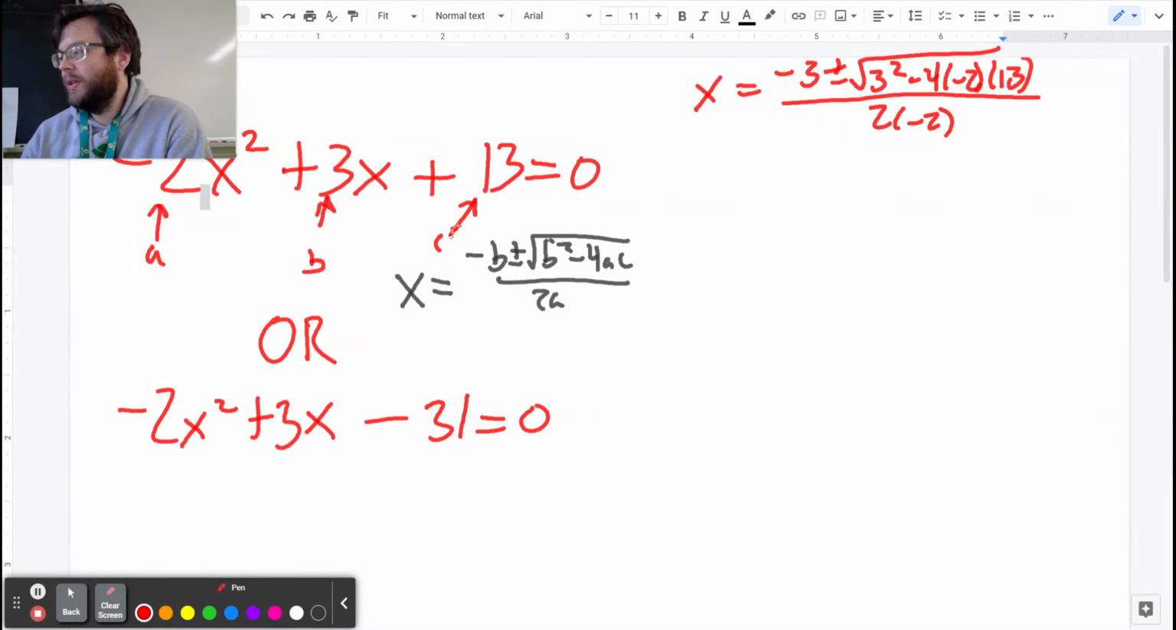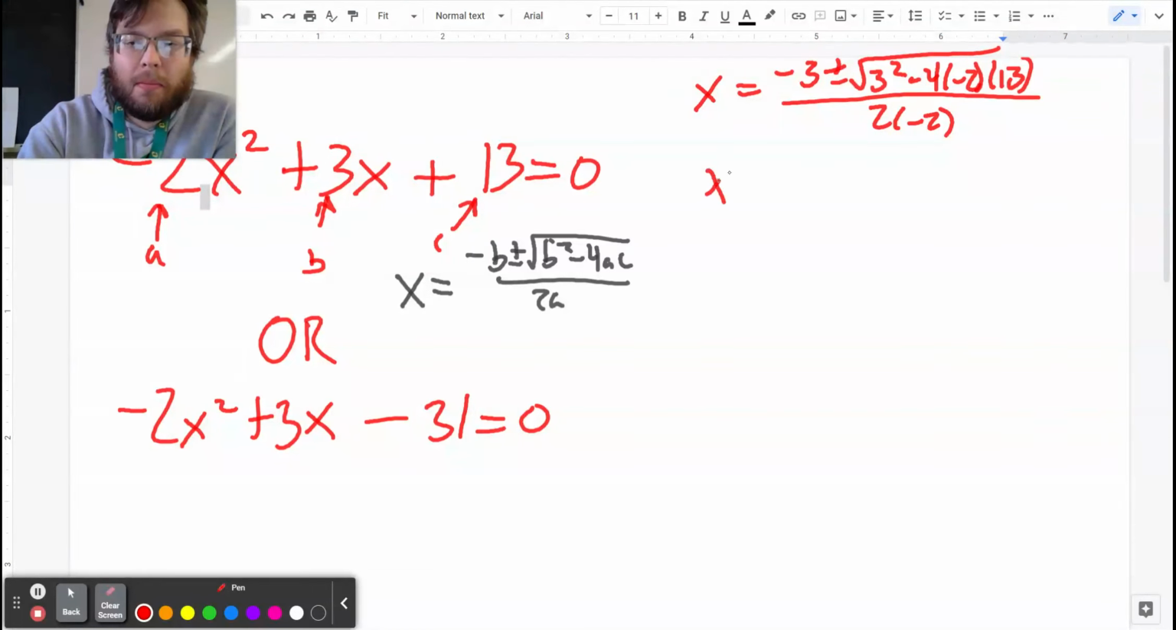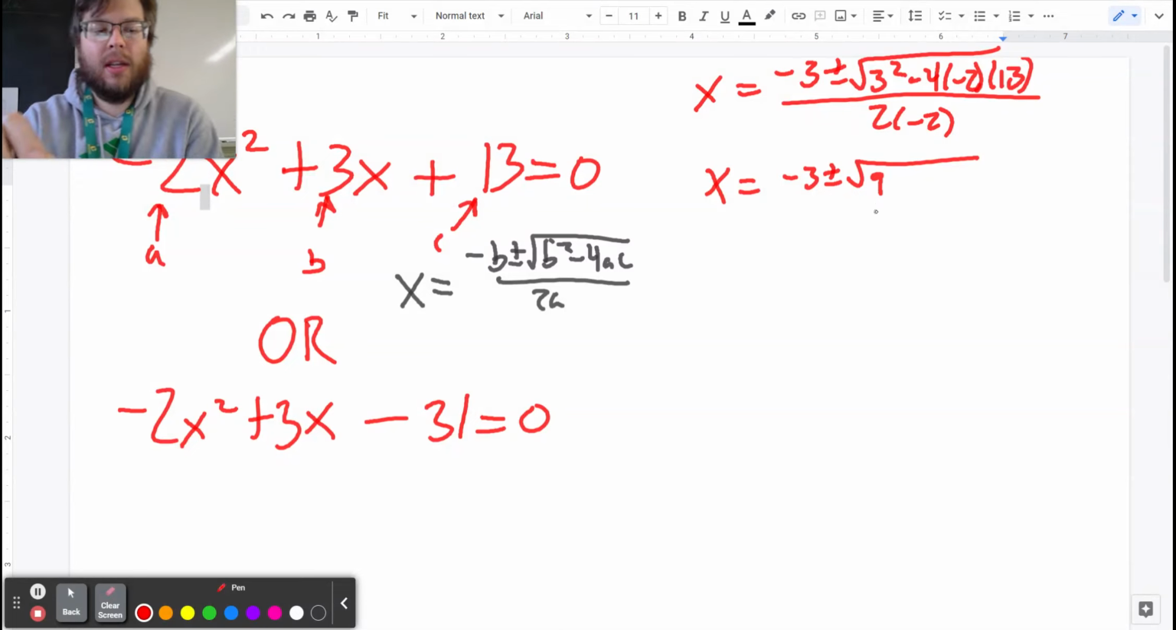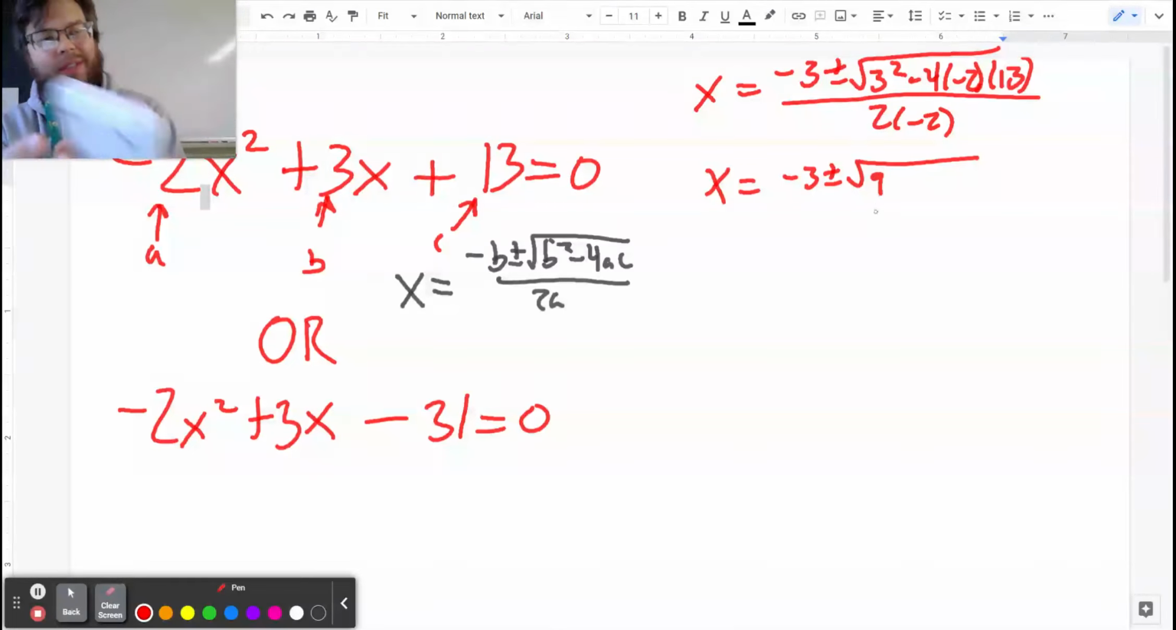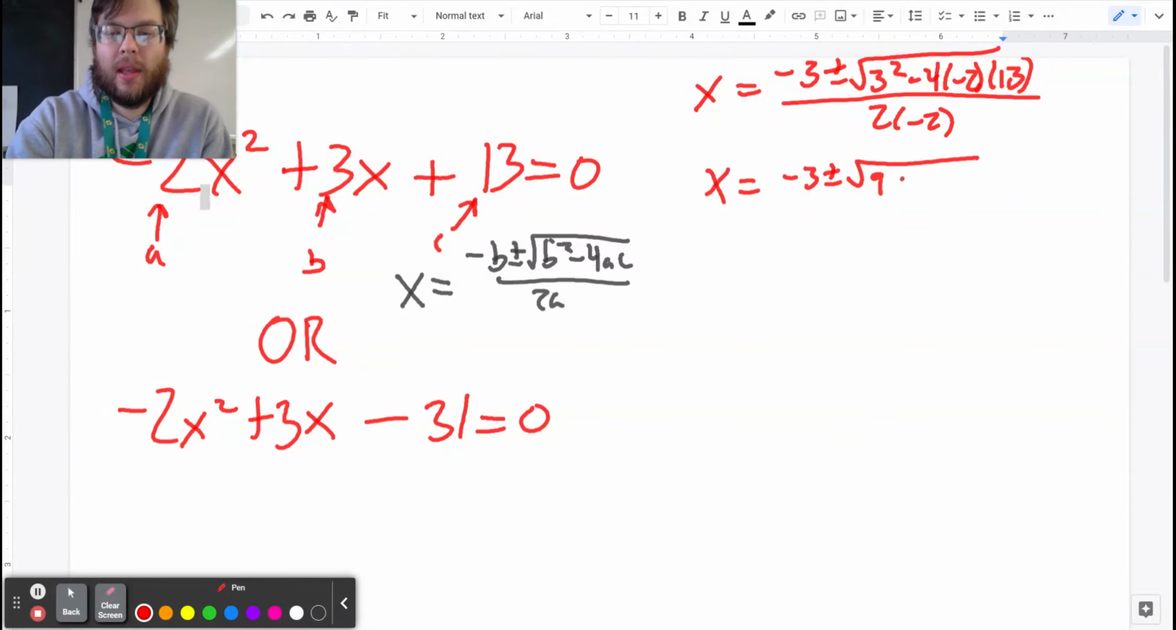I'm taking the a, b, and c, and then I'm going through and putting those numbers in. So I end up with negative 3 plus or minus 9. And then 4 times 2 times 13, I don't feel like doing that multiplication, so I'm just going to grab a calculator. 4 times 2 times 13 is 104. Because there were two negative numbers, I write positive 104.